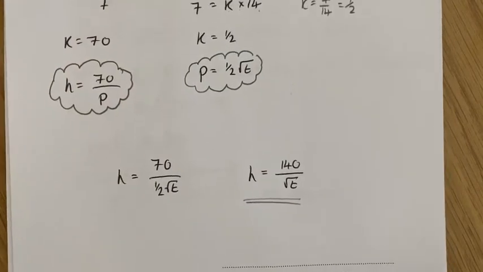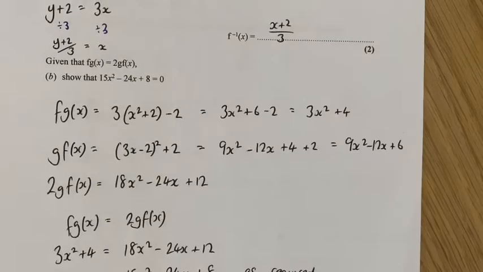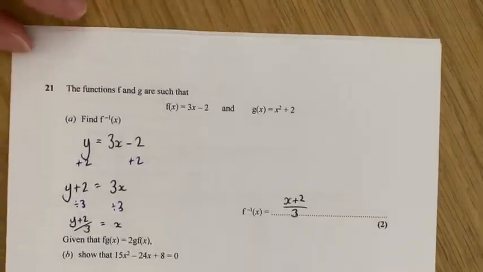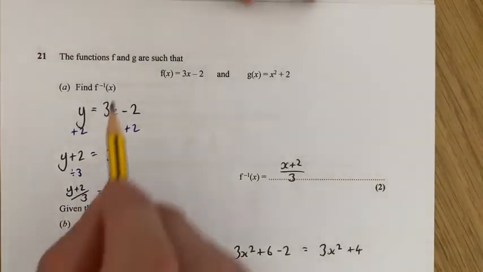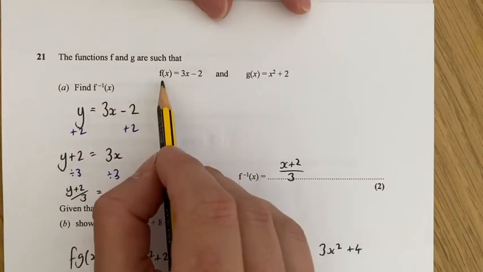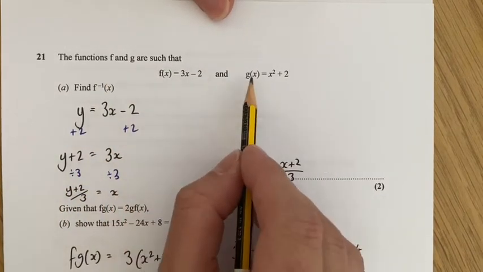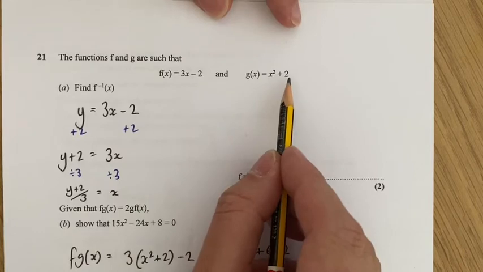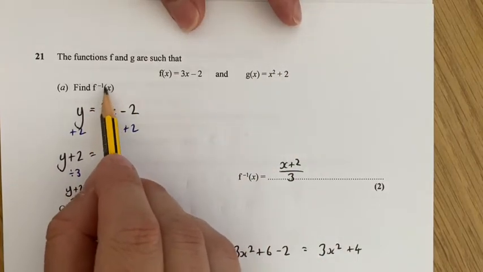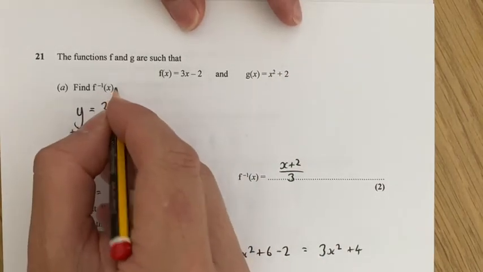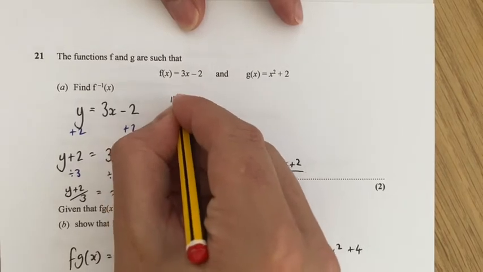Okay, moving on to question 21, a functions question. So we're told we've got functions f and g. So f of x is 3x take 2. G of x is x squared add 2. We need to find f minus 1 of x. So remember, this means the inverse. This means the inverse function.